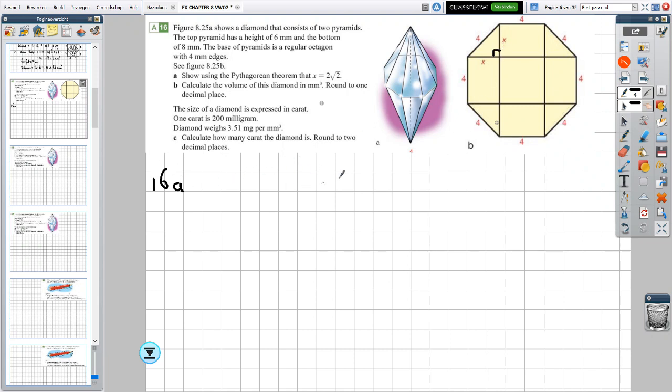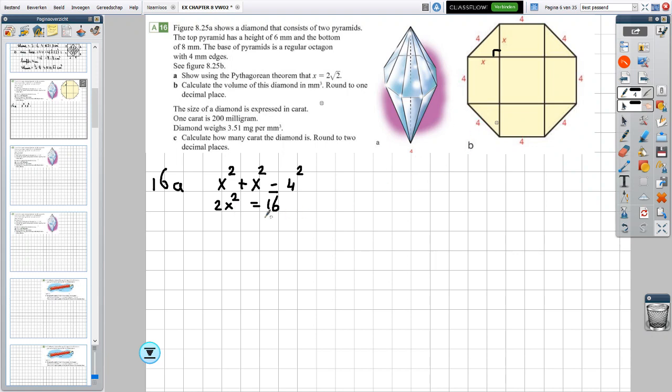The Pythagorean theorem states one adjacent edge squared, x squared, plus the other adjacent edge squared, x squared, must be the hypotenuse squared, so another plus, equals 4 squared. X squared plus x squared is 2x squared equals 16.